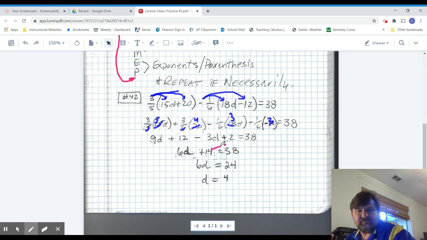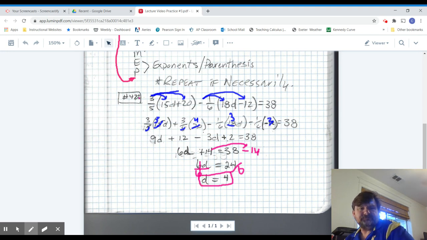So I can move that over here. And when I do that, my addition becomes subtraction. So that one's gone. And I'm left with 38 minus 14, which is 24. Divide both sides by 6. Or if you look at it this way, those cancel. This becomes d, that simplifies out. This is 4. And then I have an answer of 4.